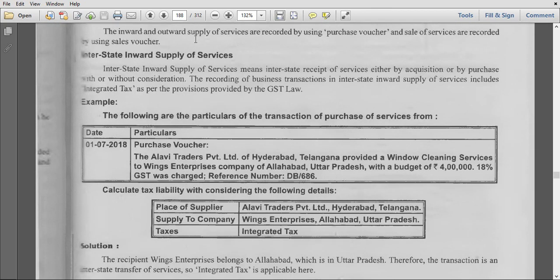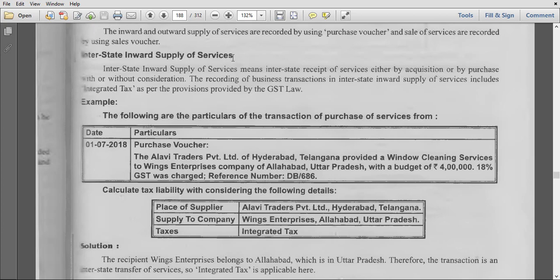So in this example, inward supply is nothing but your purchases. So the Alvi Traders Private Limited of Hyderabad, Telangana provided a window cleaning services to Wings Enterprise Company of Allahabad, Uttar Pradesh with a budget of 4 lakhs. 18% GST was charged. This is the reference number DB by 686. So place of supplier Alvi Traders Private Limited Hyderabad, supply to company Wings Enterprise Allahabad.